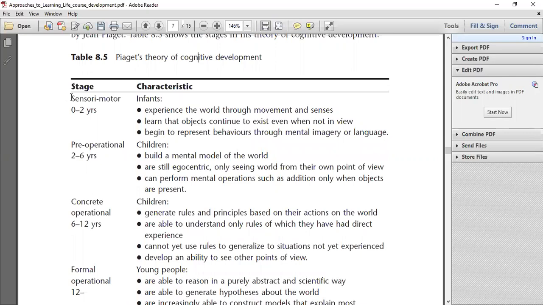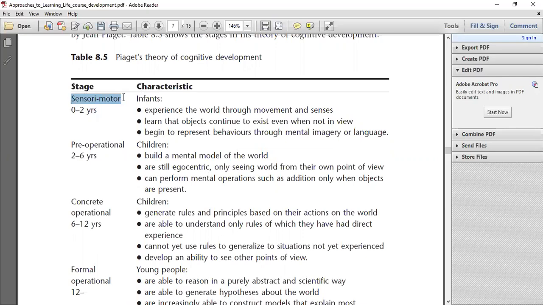So the very first stage is the sensory motor stage, and it has been given 0 to 2 years. So it may be true, it may not. That is one of the criticisms of this theory as well, that this is a rigid stage, but it may not be true.